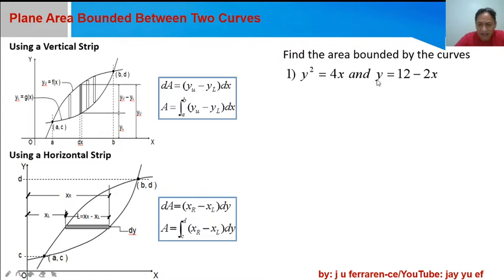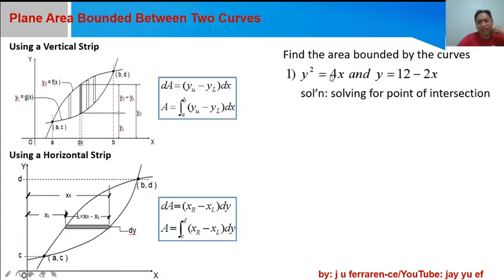This is a line. So the line has the equation y equals 12 minus 2x. So to solve this, you have to solve first for their point of intersection. It's either I have to substitute my y here and put that into square because this is y squared.